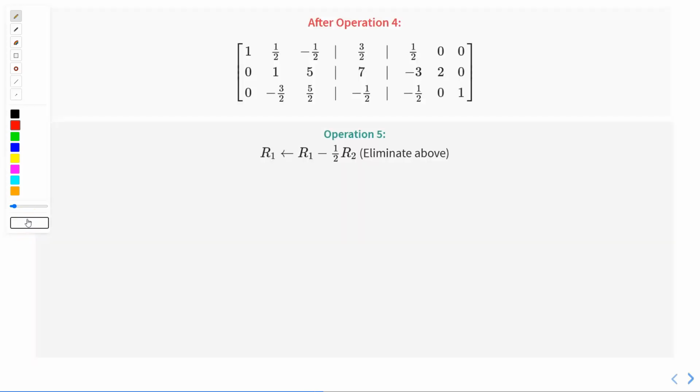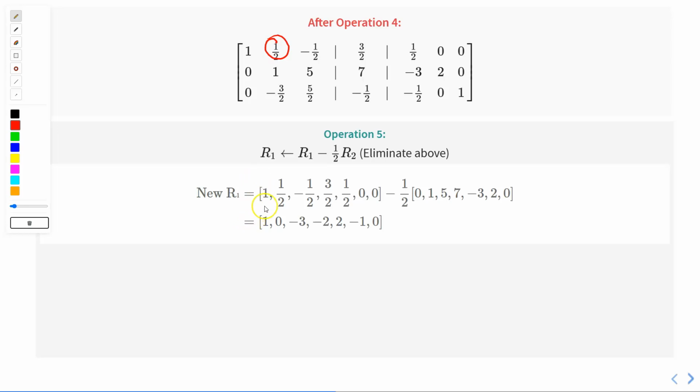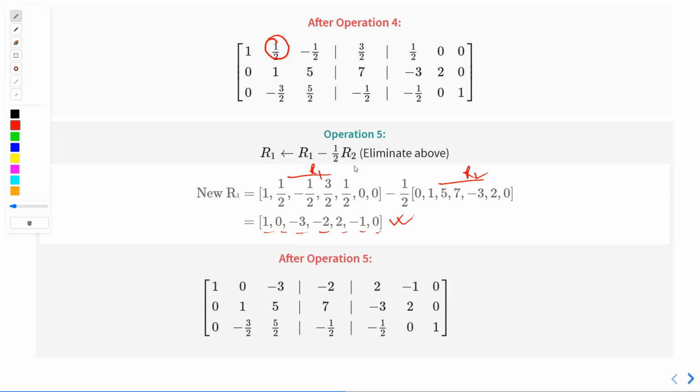Operation 5 here: R1 minus half R2, so this will be 0. If I do that, new R1 is, so this is R1 and this is half into R2. Now if I do that operation, I will get this element, R1, as 1 0 minus 3 minus 2 2 minus 1 0. If I plug that in, the new matrix will be like that. If you see here, this is 0.